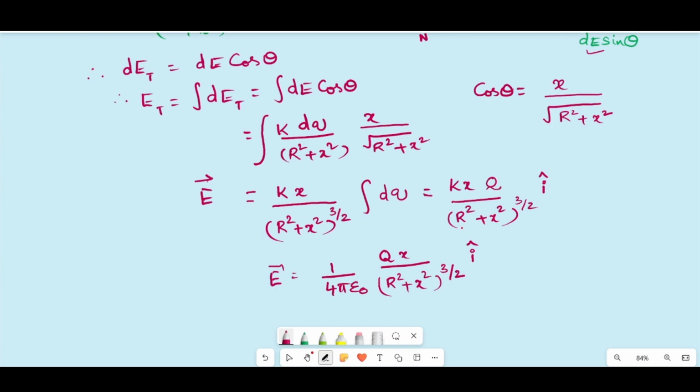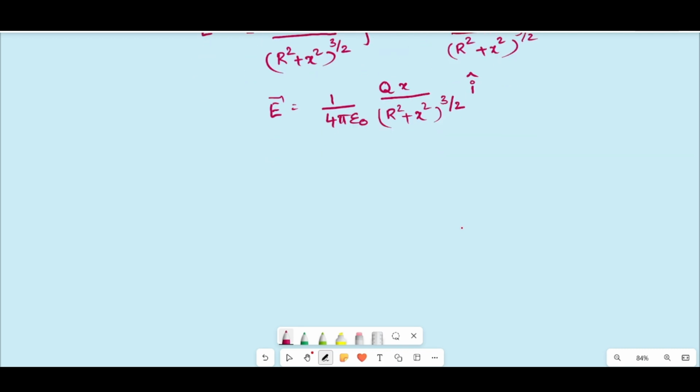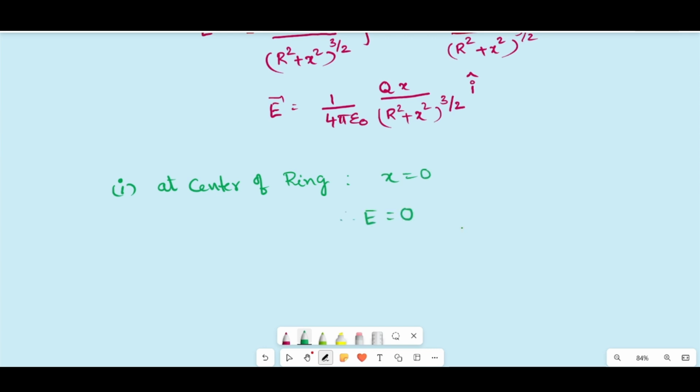Now we'll see a few very important cases in this. Let us find out at what point on the axis of the ring the electric field will be maximum, and how it is varying, that also we'll see. So the first case: at the center of the ring, what is the electric field? In case 1, if you take the center of the ring, that is x equal to 0, therefore the electric field intensity is 0. So where it will be maximum, that also we'll see.